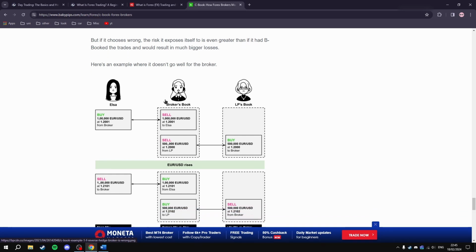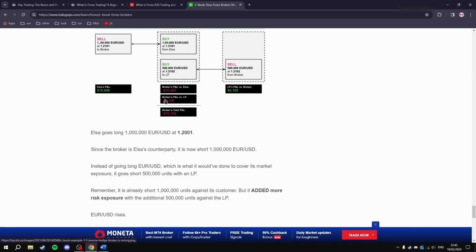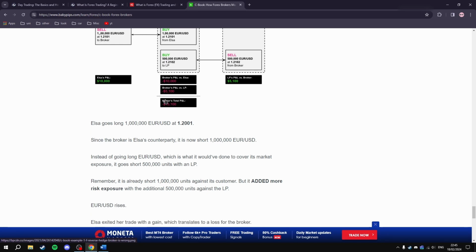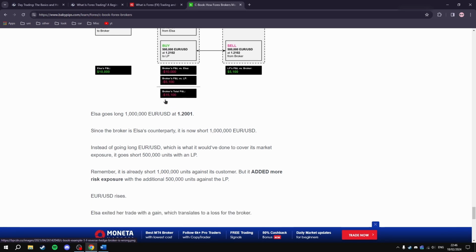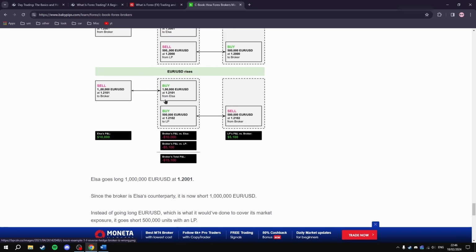Here's an example where it doesn't go well for the broker. Elsa goes long 1 mil USD at 1.201, since the broker is short. Instead of going long, which is what we'd do to cover an exposed short, remember it's already short, it added even more. Euro USD rises. Elsa exits the trade with a gain, which translates to a loss to the broker. If the broker had A-booked and opened a hedge trade with the liquidity provider, it would have had a gain from the liquidity provider to offset its loss with Elsa. Instead, its trade with the liquidity provider also resulted in a loss. So, double loss.